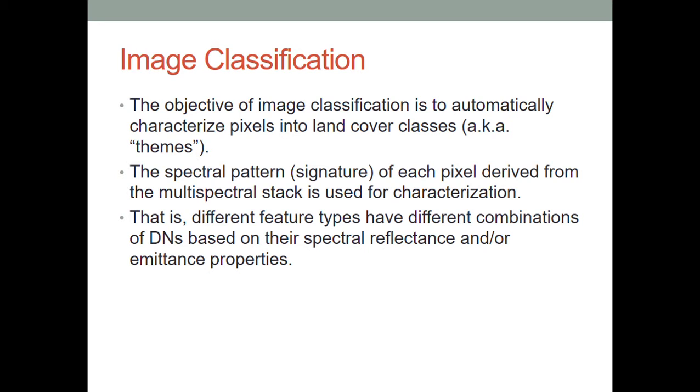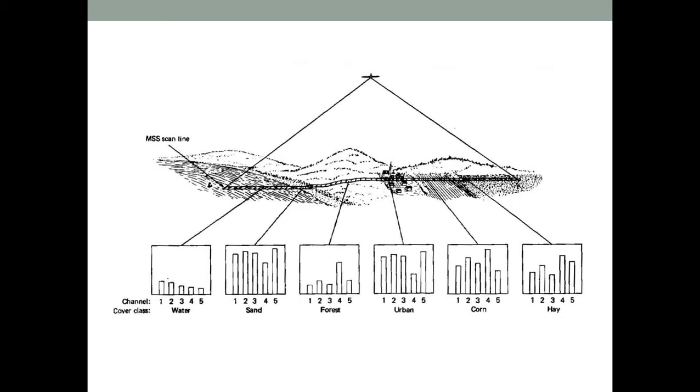So this spectral pattern will inform us, as it has its own characteristics for every different cover. We have different characteristics, and this will be an indicator for the computer to do the classification on the overall image. Different feature types have different combinations of these numbers based on their spectral reflectance or emittance properties. Here, as you see here, all right.